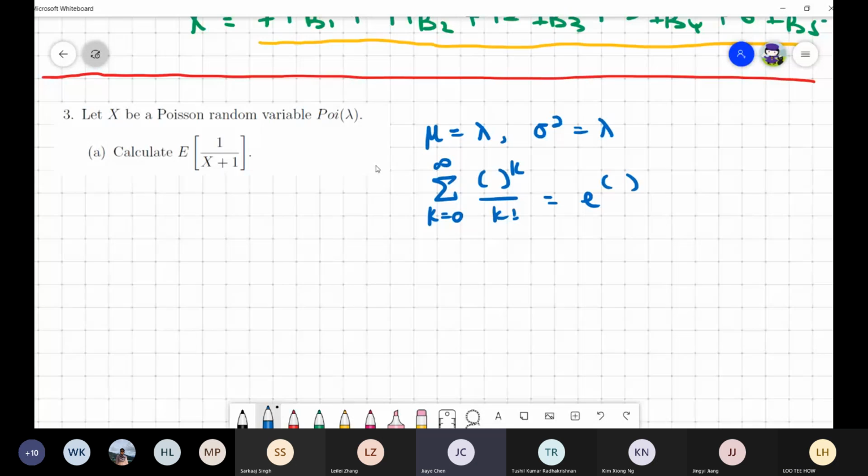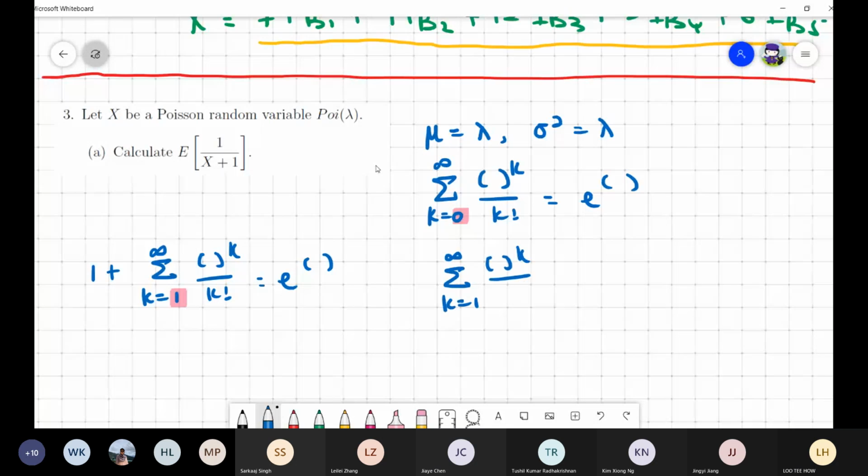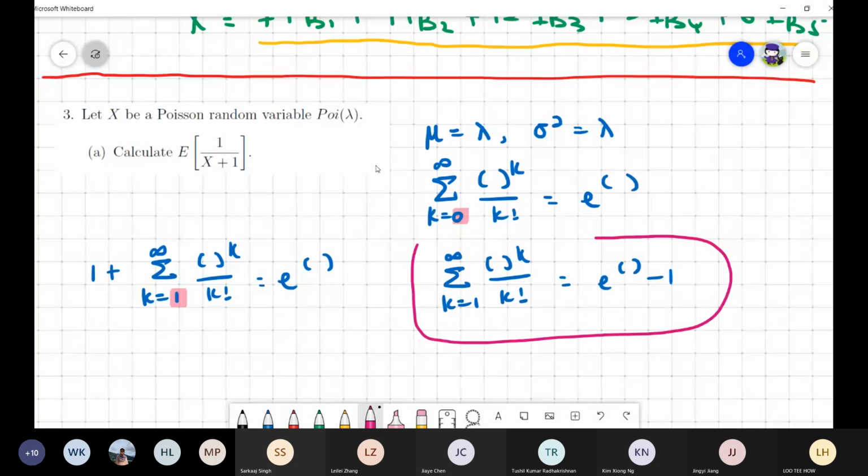So if you take k equals 0, it will be 1. So then the sum beginning with 1 of this will be equal to e to the power of x minus 1. If you switch over, then you have this one: e to the power of this thing minus this. Just like that.